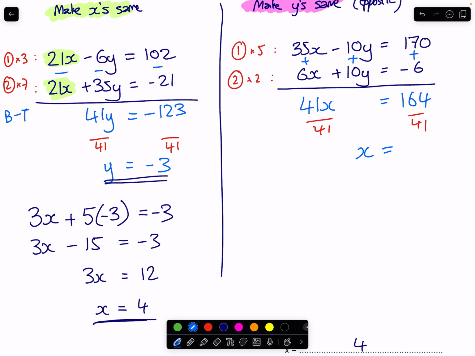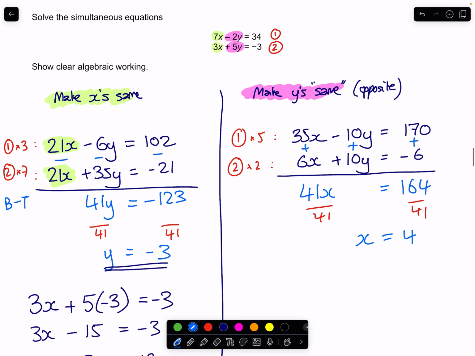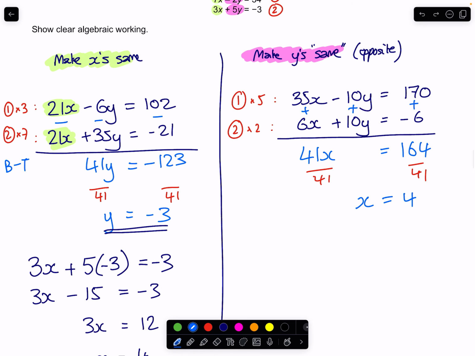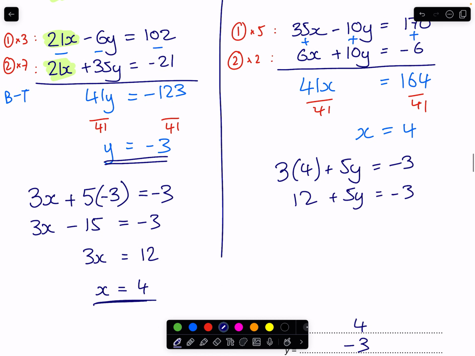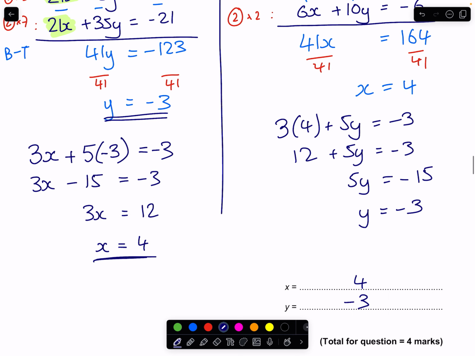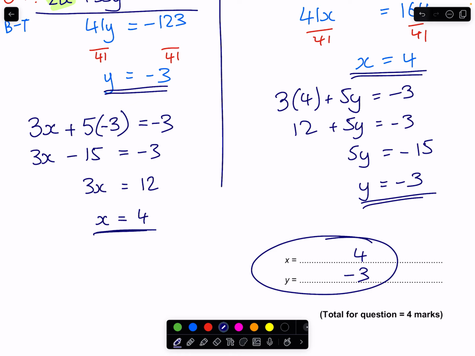And then once we've got our x value, sub it back into whatever equation makes sense. That second one here, I'm going to pick for the same reasons as before. There's less negatives. So we end up with 3 lots of x, which is now 4, plus 5y equals minus 3. 3 4s are 12, plus 5y is minus 3. Take away 12 from both sides will give us a 5y is minus 15, and then divide both sides by 5 will give us y is minus 3. Exactly the same two answers as we had before. We are done.